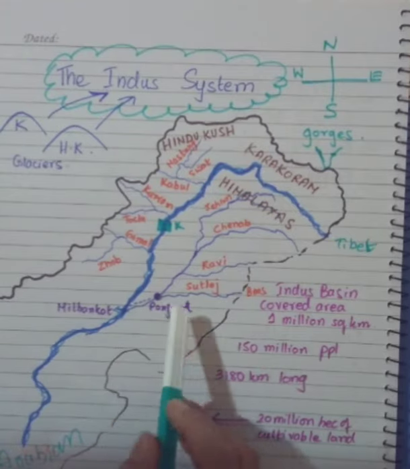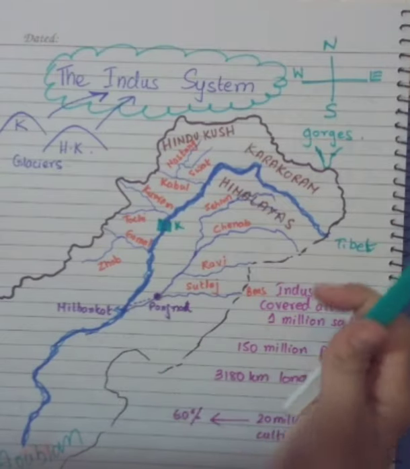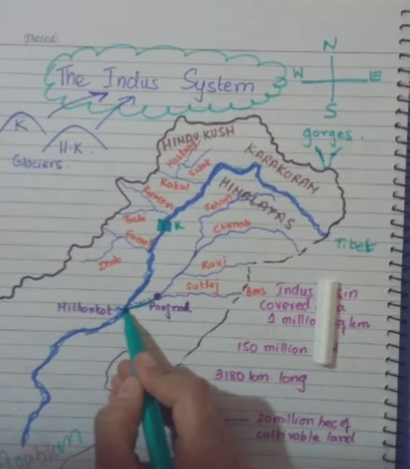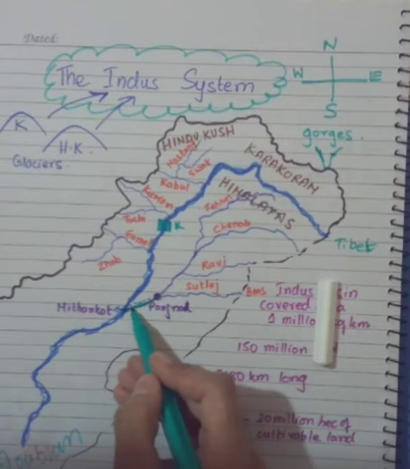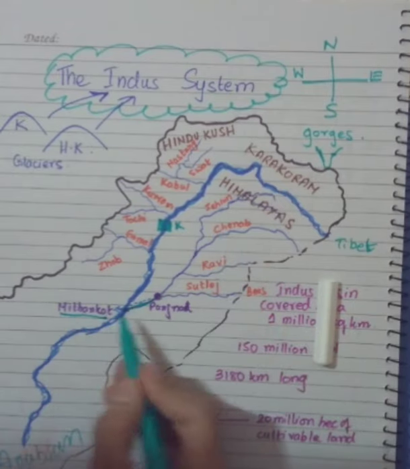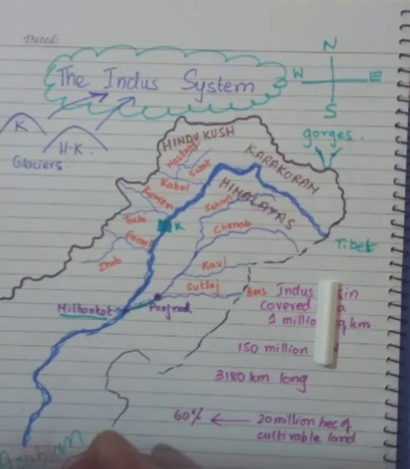Once these rivers become Panjnad, this small tract of the river is itself called Panjnad. Finally, this Panjnad joins the main river Indus at a place called Mithankot, right? And then it flows as a single river and flows finally into the Arabian Sea.